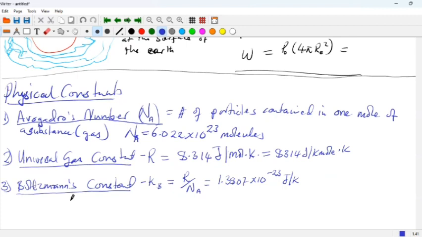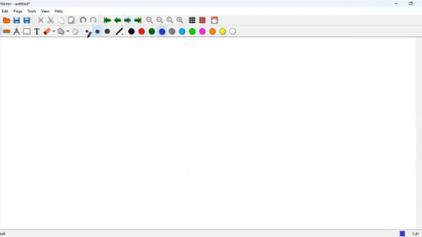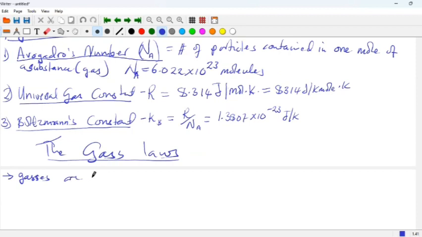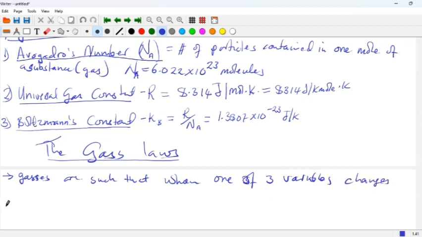Now we can venture into the gas laws. We can look at the actual gas laws that we were talking about. Now that we have talked about the important variables that we must know to be able to explain gas laws, first and foremost, gases are unique. Gases are such that when one of the three state variables changes, the other two may also change.